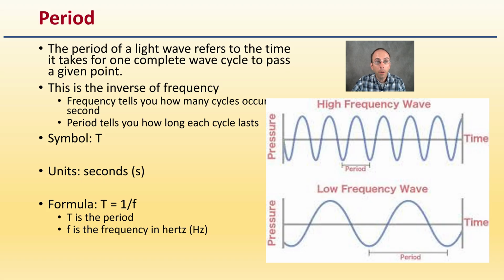Now, when we look at the period of light waves, this refers to the time it takes for one complete wave cycle to pass a given point. This is the inverse of frequency. Frequency tells us how many cycles occur per second. Period tells you how long each cycle lasts. It's represented by the symbol T. Its unit is seconds, and the formula is T equals 1 over f, where T is the period and f is the frequency in hertz. We see a visual representation showing where those actual periods are located.